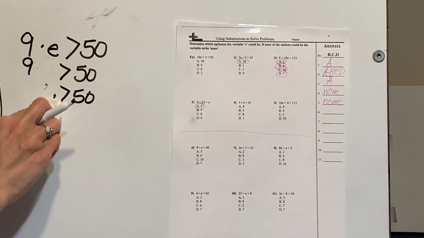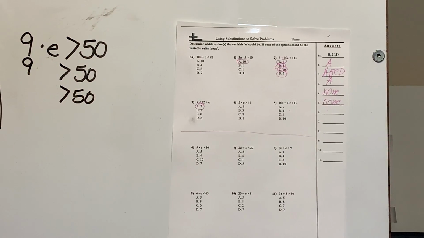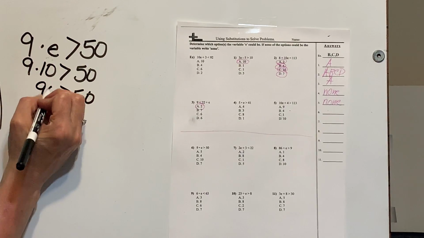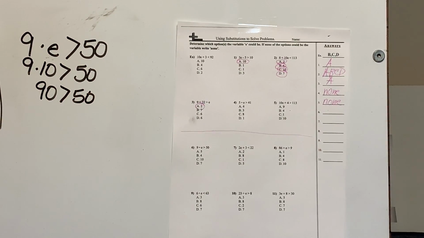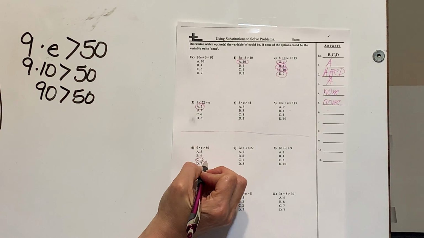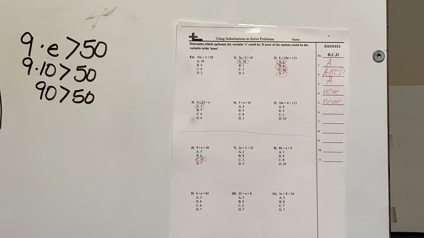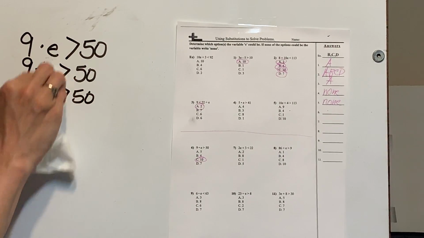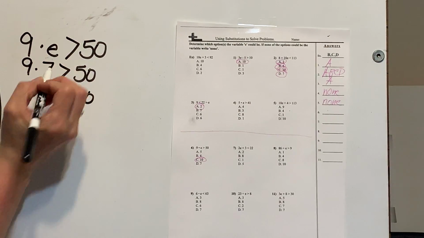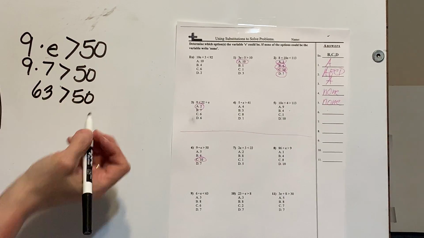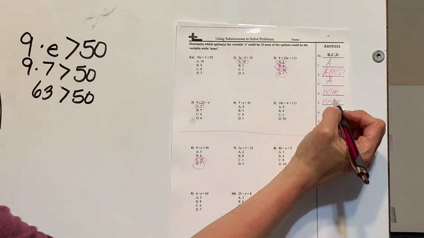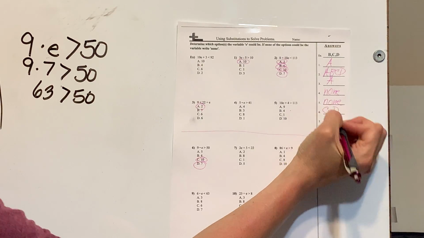All right. So let's go on to 10. 9 times 10 is 90. 90 is greater than 50. So we should circle letter C. You should have letter C circled. All right, the last one to plug in is 7. 9 times 7 is 63. 63 is greater than 50, and so that one should be circled too. So for number 6, you should have C and D.